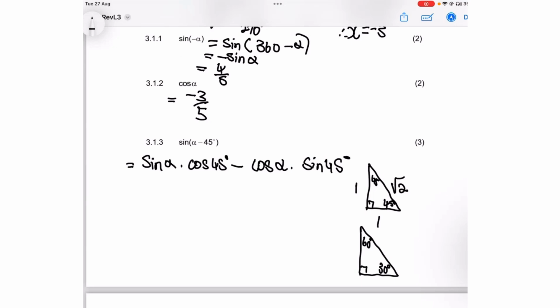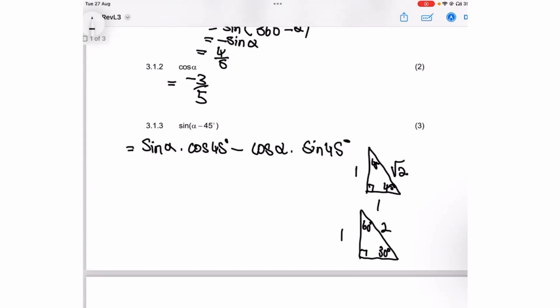I also use this one for 30 and 60, right? And I cheat for this one. I say, what is sine 30 in my calculator? It gives me 1/2. And then cos 30 will be square root 3/2. So these are the 2 right angle triangles that we use for special angles.